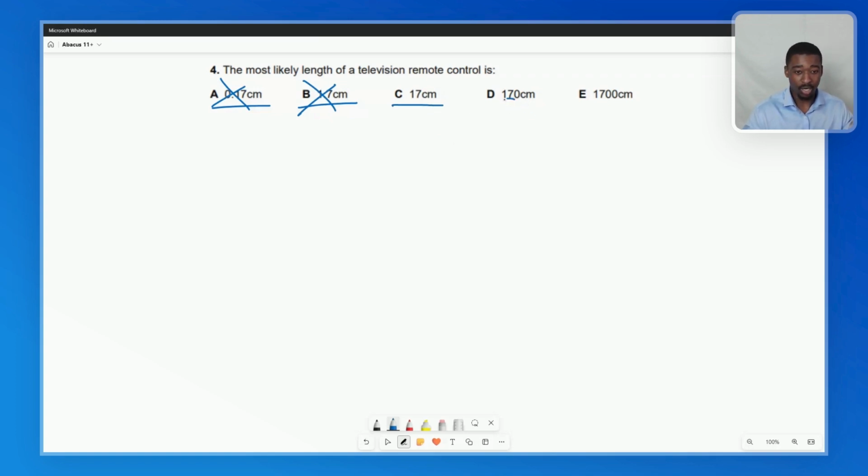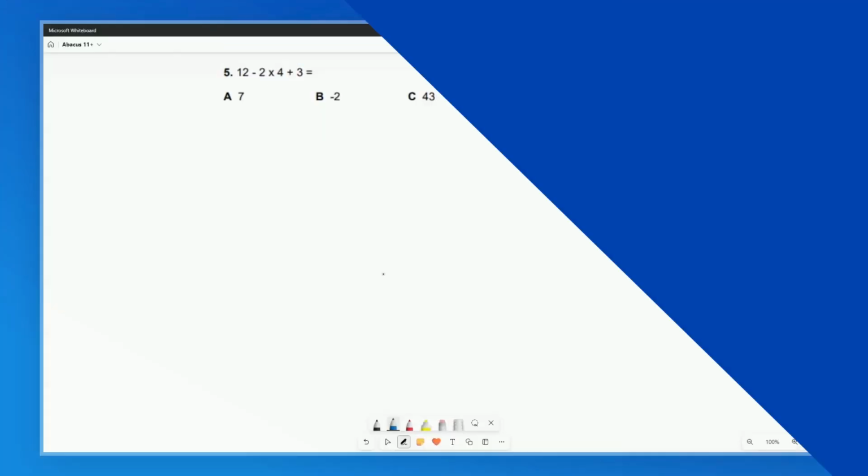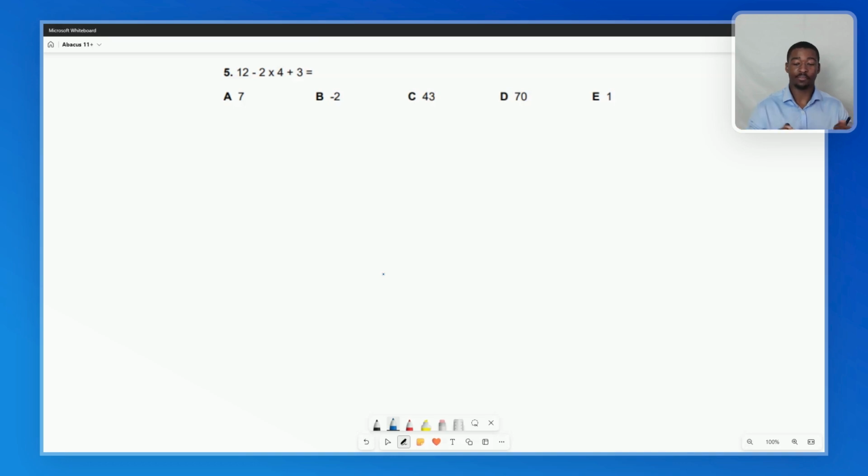So C looks like our answer, but we can confirm that because it's definitely not going to be D. 170 centimeters. That's more than a meter. That's 1.7 meters. That's far too long. And of course, E is just going to be a joke. So C is our answer. Think about familiar objects.